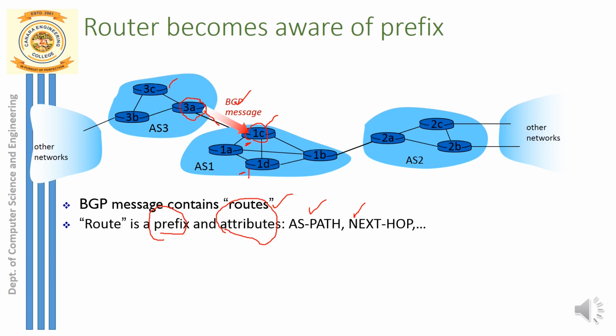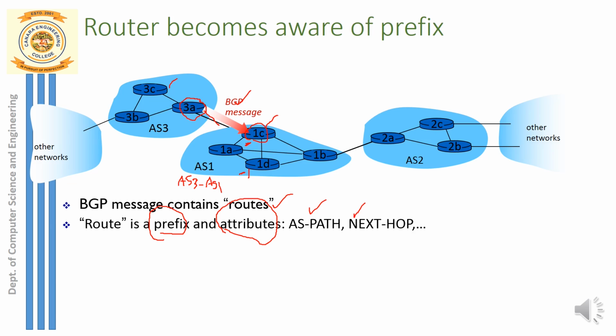So what is AS path now? Suppose the destination subnet is attached to 1D, which belongs to AS1, then in that case the AS path would be AS3 to AS1. That means from the source AS3 you are reaching the final destination AS1. So this you call the AS path.